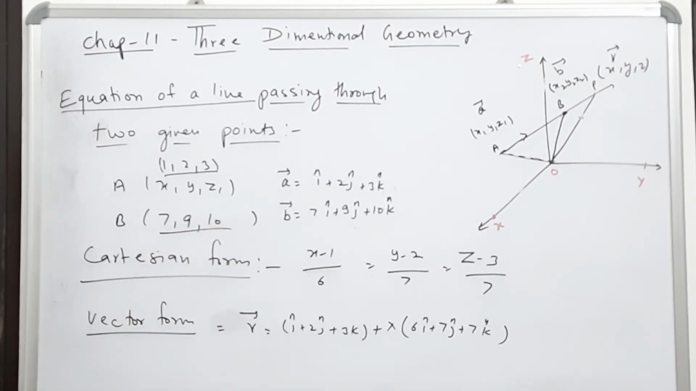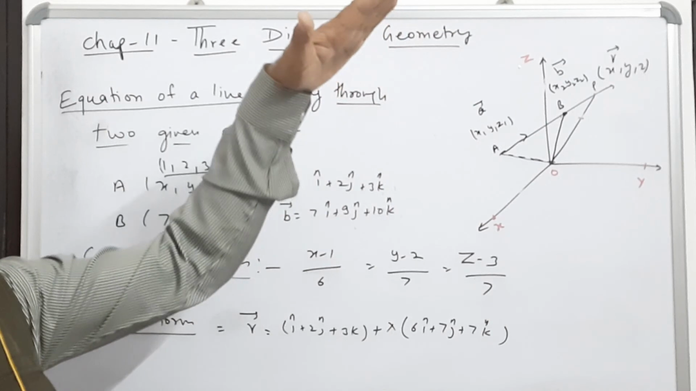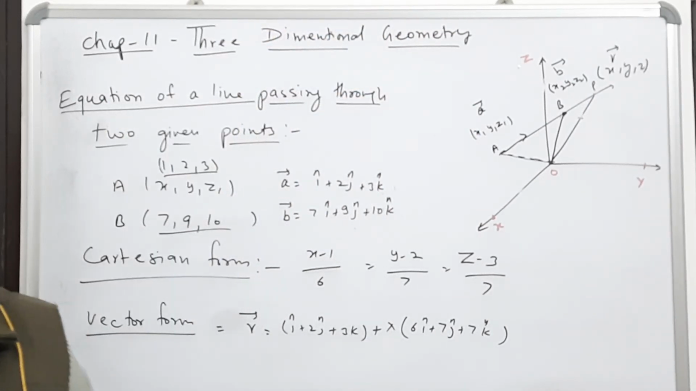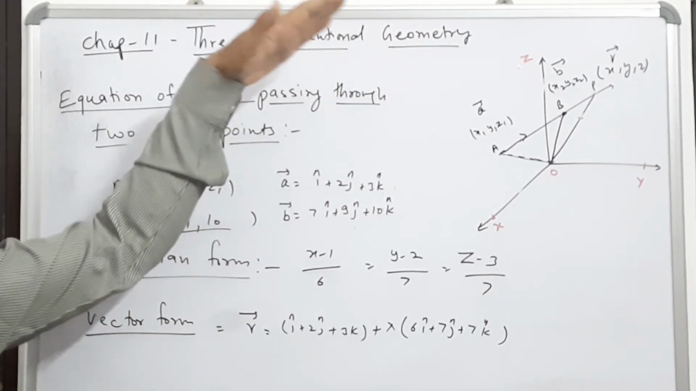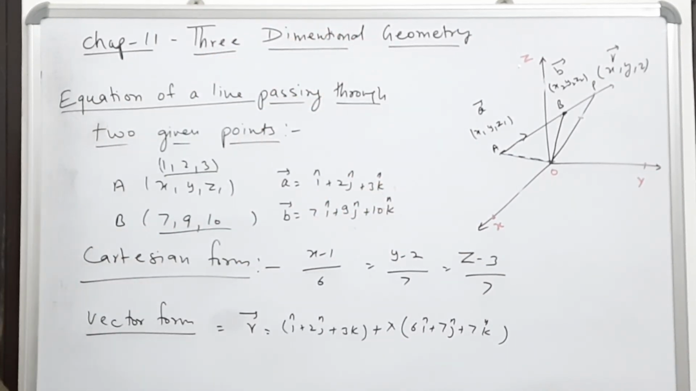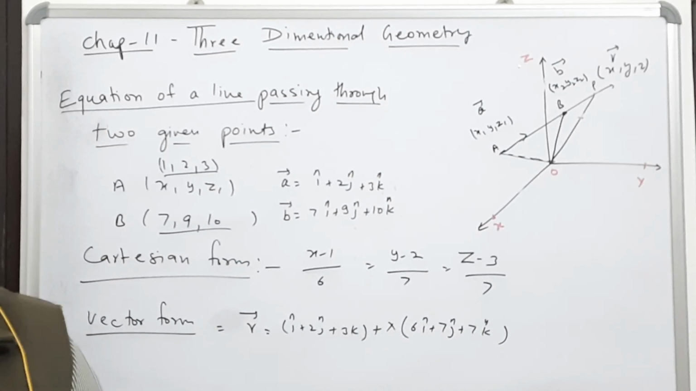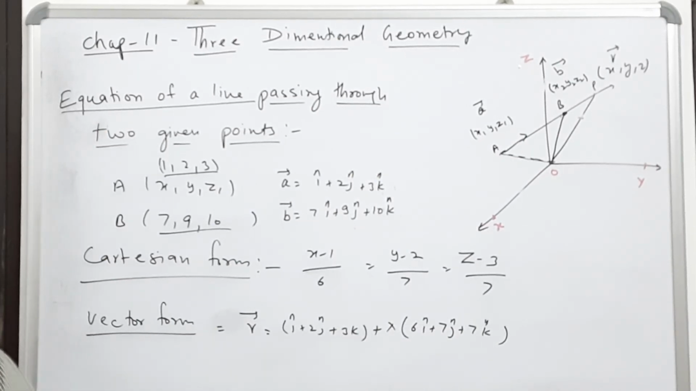And earlier I explained to you the equation of the line passing through a single point and parallel to a given vector. So whatever will be the direction ratio of that vector, that will be the direction ratio of the line also. So in this way, these are 2 forms of the equation of the line. In the next videos, I will explain how to find the angle between the lines and the shortest distance between the lines. Thank you.